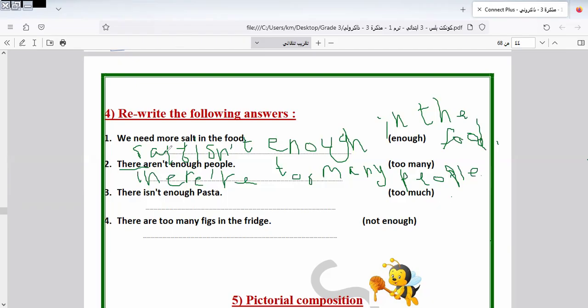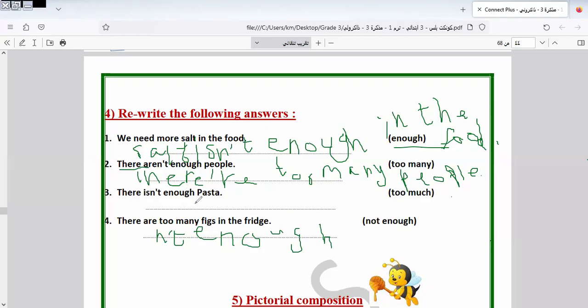Here we know salt isn't enough in the food. Can I use enough here? So here we say there are too many people. There are too many figs in the fridge. So I can say here there aren't enough figs. There aren't enough figs.